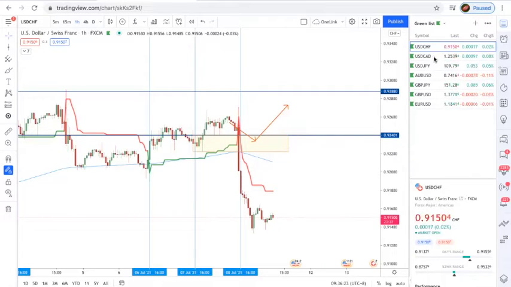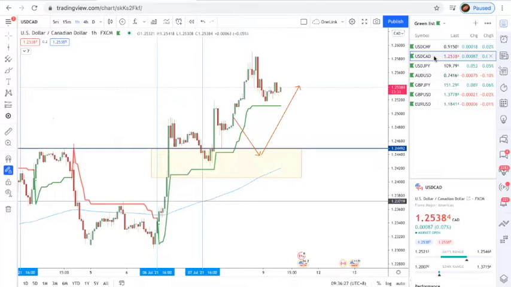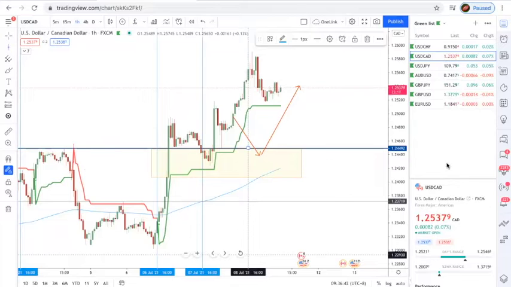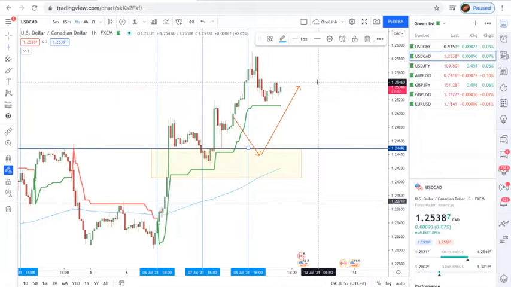Okay, let us go to USD CAD. USD CAD is still as the price went in our direction. Basically, if you draw the 4 o'clock mark, you see the price is still above the EMA 200 and still on a buy signal.